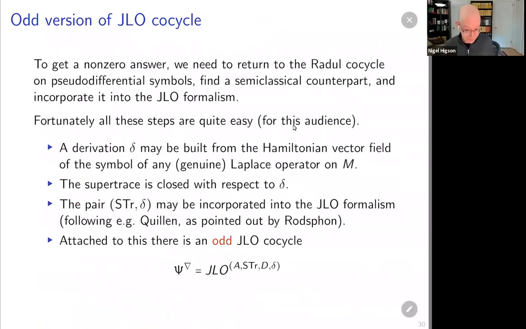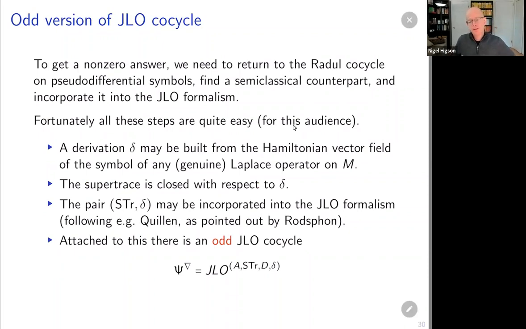If you really want to get the Todd class and do index theory, you need to be in odd degree, not in even degree. After all, a cosphere bundle is an odd dimensional manifold. So it's, in retrospect, perfectly to be expected that an even degree cocycle should not be very interesting. Anyway, here's how you do it. I'm not going to stress the details here because, again, for cyclic people, this is all fairly straightforward.